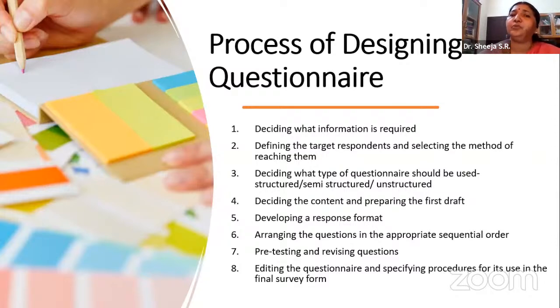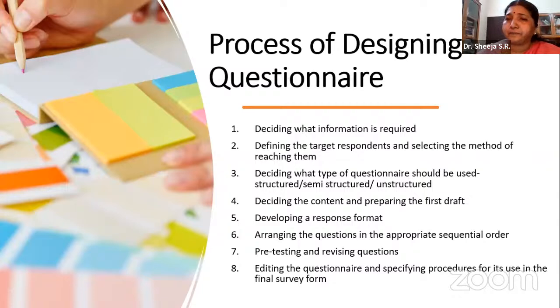Then we have to decide from whom we are collecting information. That is, we have to define the target respondents and how we are selecting them. So that is very important. From whom are we collecting information? That is very important while designing the questionnaire and while writing the questions. The way in which we ask questions to casual laborers may be different from the way in which we ask questions to doctors or lawyers. So that is very important. From whom are we collecting data? Who are the target respondents?